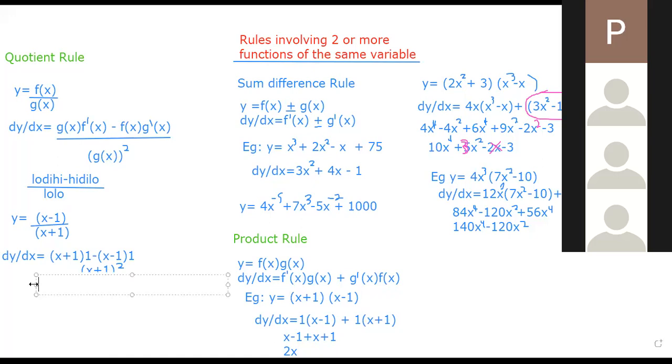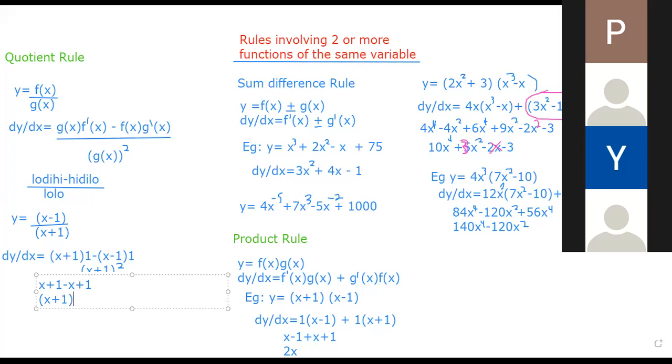We get x plus 1 minus x plus 1. Do you agree? Yes, sir. So we got x plus 1 minus x plus 1. That's all.